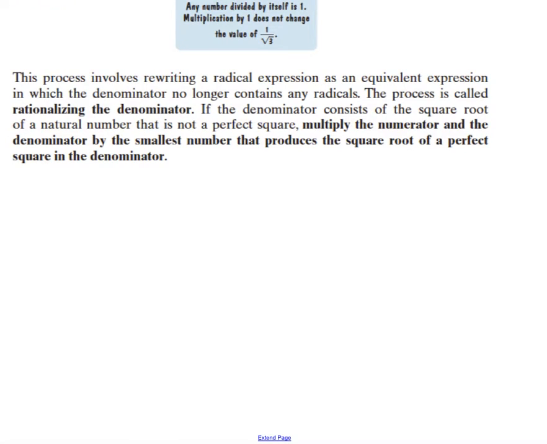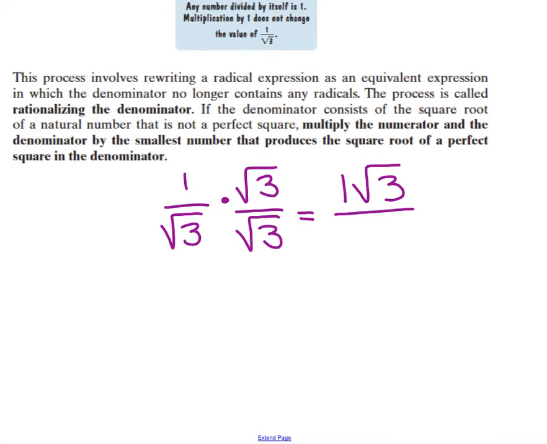So I'm just going to move down here. So 1 over the square root of 3 is our original problem. We're going to multiply the numerator and the denominator by the square root of 3. Now we multiply across. 1 times the square root of 3, and then square root of 3 times square root of 3 is square root of 9. Now let's see what happens. 1 times square root of 3 we can drop the 1, so that's still square root of 3.